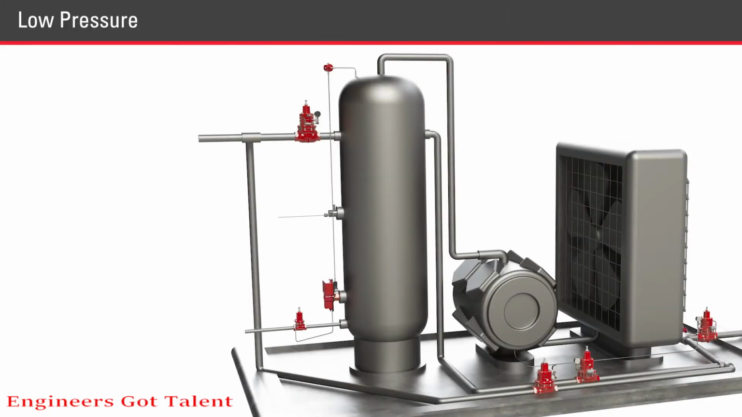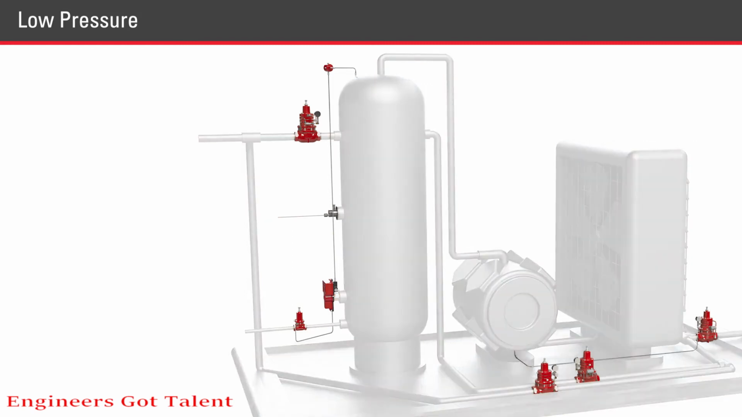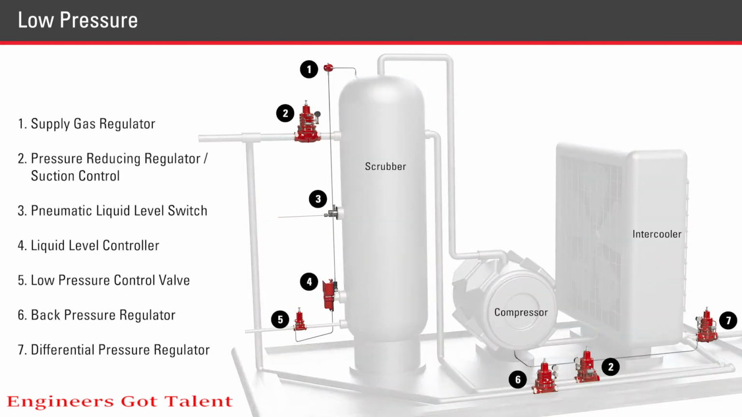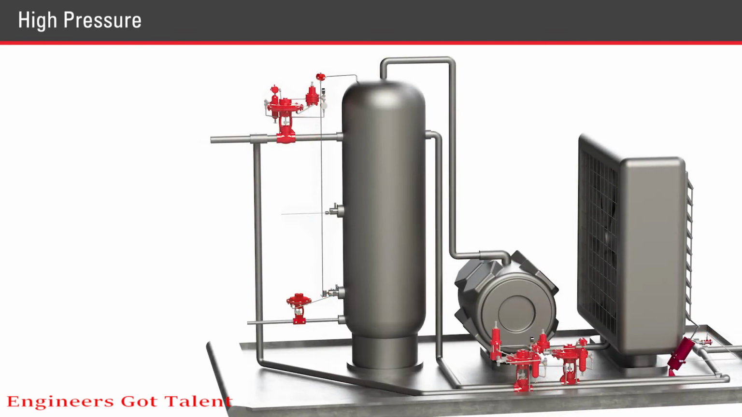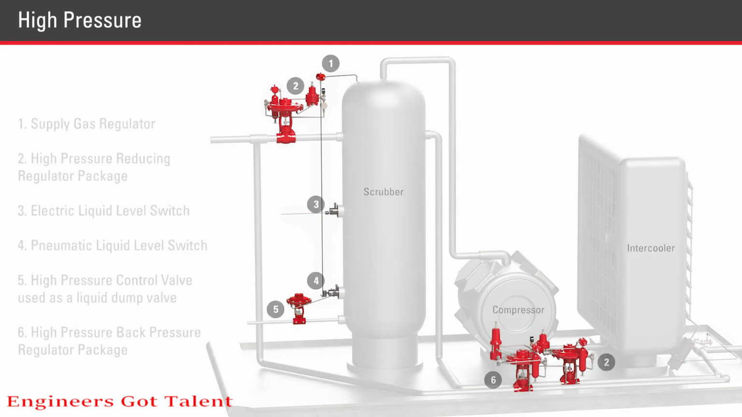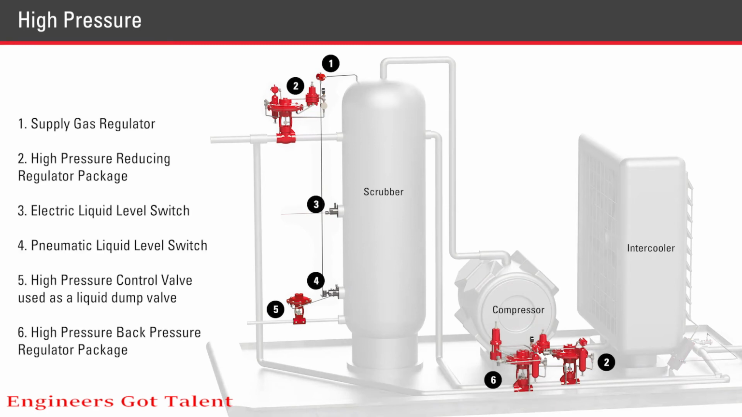This is a simplified rendering of a low-pressure single-stage compressor. The red components are Chemray products that are used on a system operating less than 300 psi. This is a similar rendering, but of a high-pressure single-stage compressor. The products all have the same function, but all of them have a higher working pressure of above 300 psi.